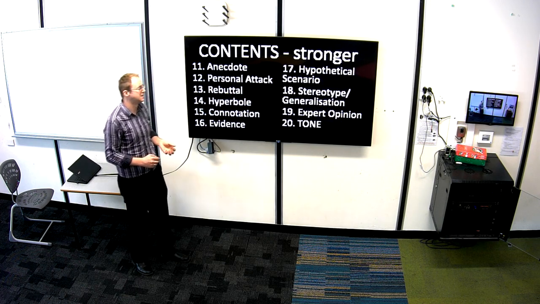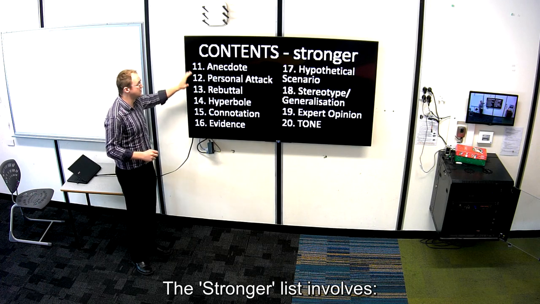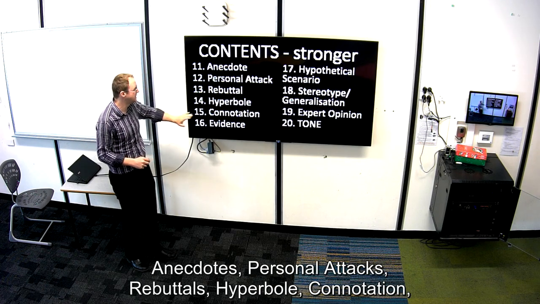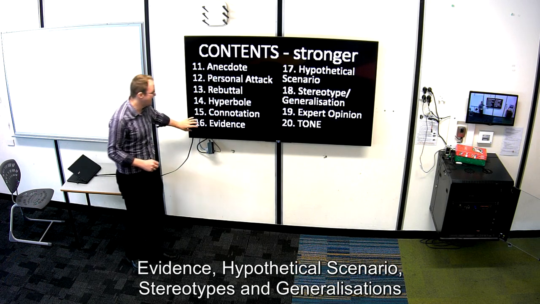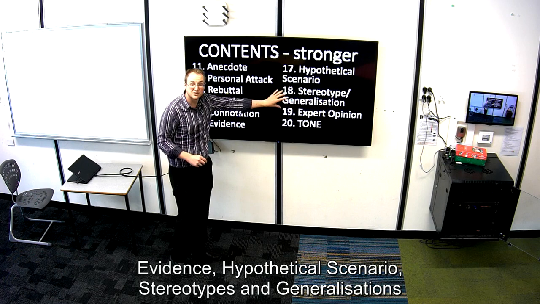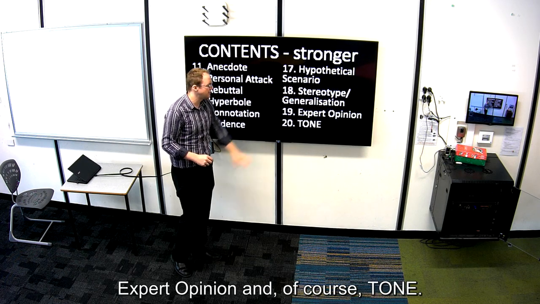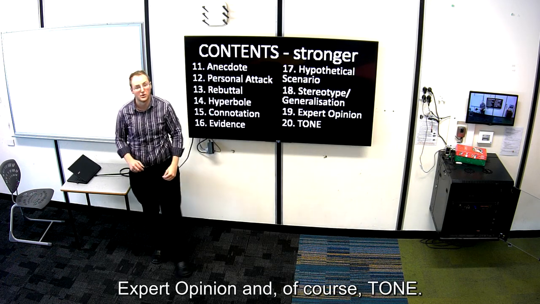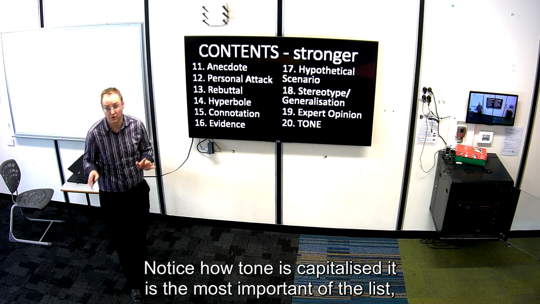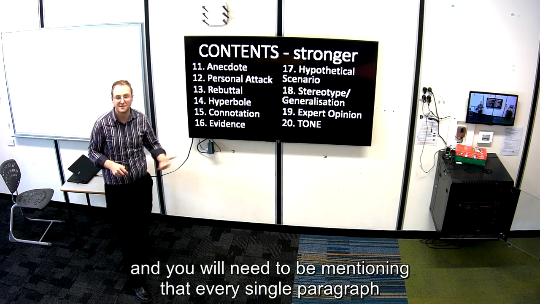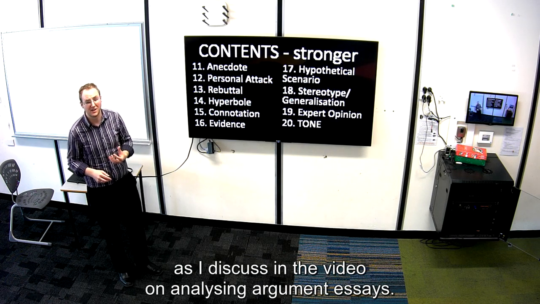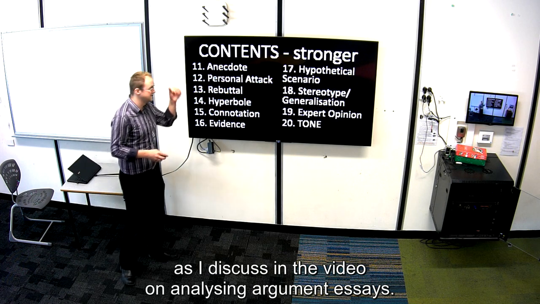the stronger list. The stronger list involves anecdotes, personal attacks, rebuttals, hyperbole, connotation, evidence, hypothetical scenario, stereotypes and generalisations, expert opinion, and of course tone. Notice how tone is capitalised. It is the most important of the list, and you will need to be mentioning that every single paragraph, as I discuss in the video on analysing argument essays.